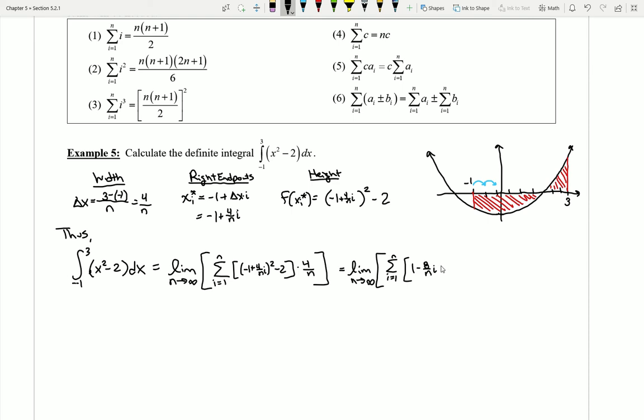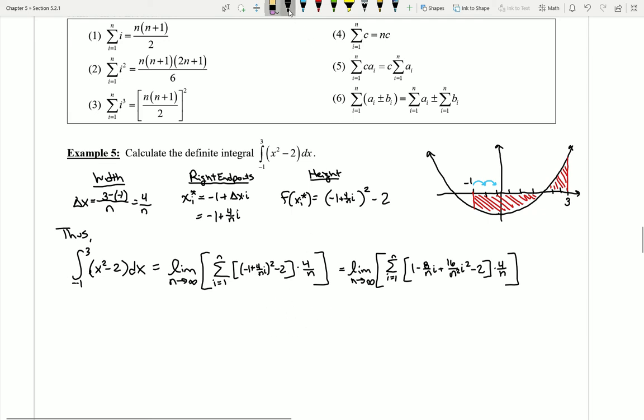And then, let's see, I would get plus 16 over n squared i squared. And then I still have my minus 2, and then times my 4 over n. Now again, all I did here is I just multiplied out this quantity. If you need to actually take the time to write out each of these individual things and do the distributing between them, by all means, please do so. But I just went through that rather quickly. So if you need to, pause the video, do the distributing, and double check.